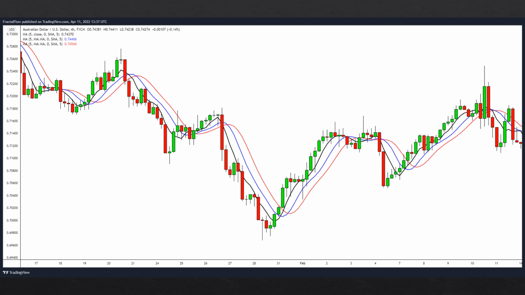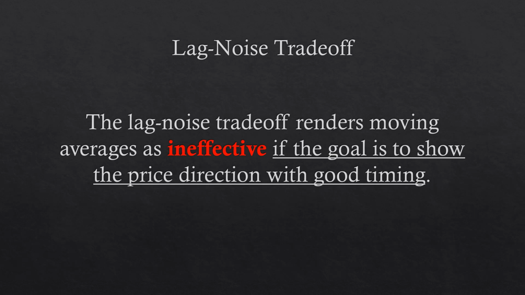The first time we smooth the signal, which results in the blue SMA, we can already see a significant decrease in the noise, which results in a significant increase in lag. Observe how much longer the blue SMA takes to change direction in relation to the black SMA. By smoothing the blue SMA, we get the red SMA, which is extremely smooth and also extremely lagging. The lag-noise trade-off renders moving averages as ineffective if the goal is to show the underlying direction of price with good timing.